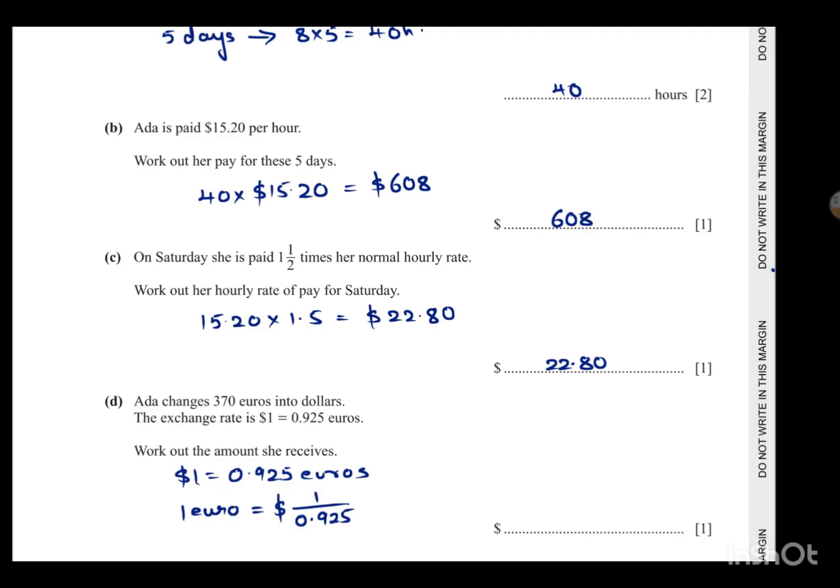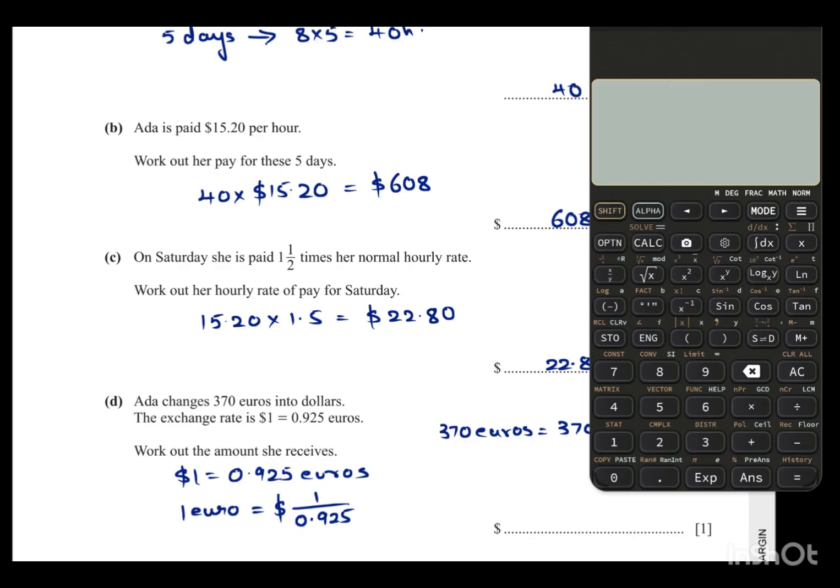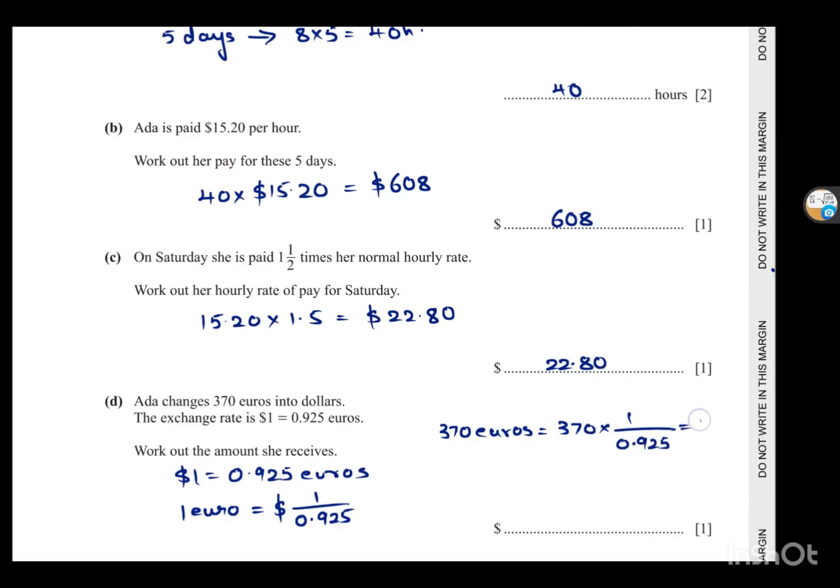Why are we doing this? Because she is exchanging euros, not dollars. So we have to find out what 1 euro is. So now 370 euros will be 370 multiplied by 1 by 0.925. Do it. That is $400. This is the answer.